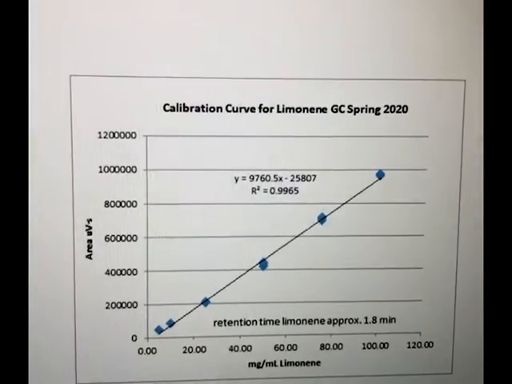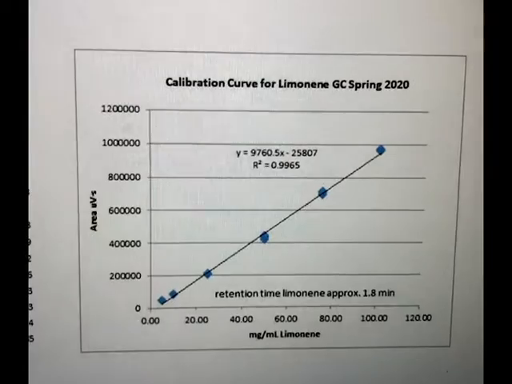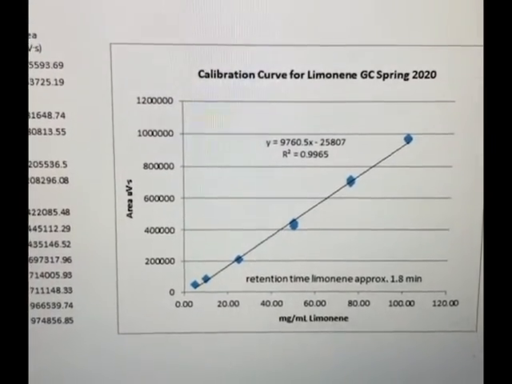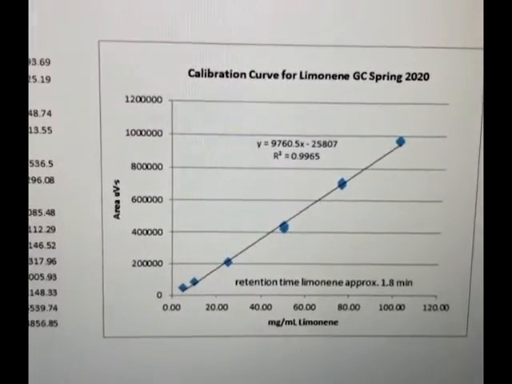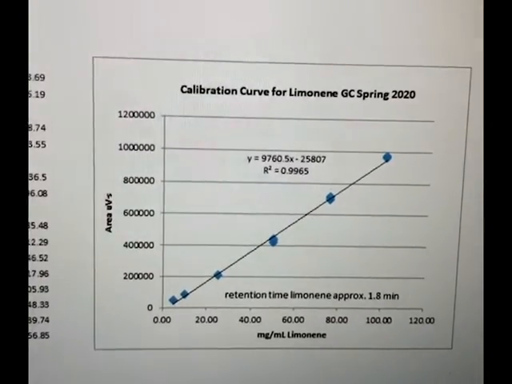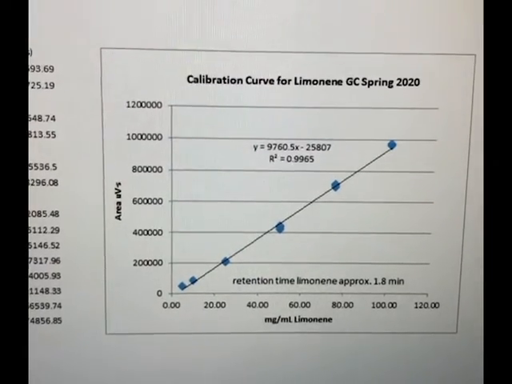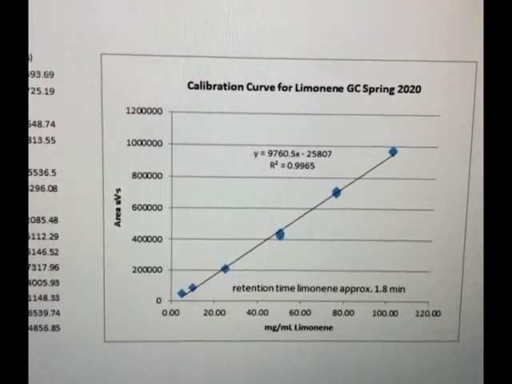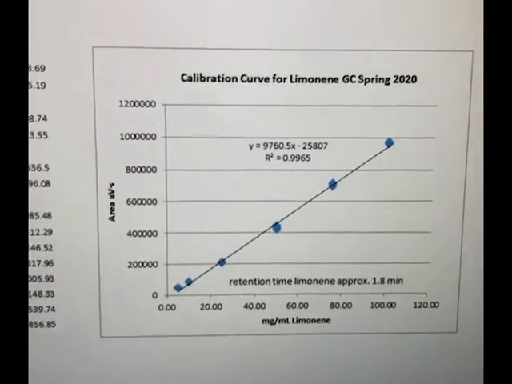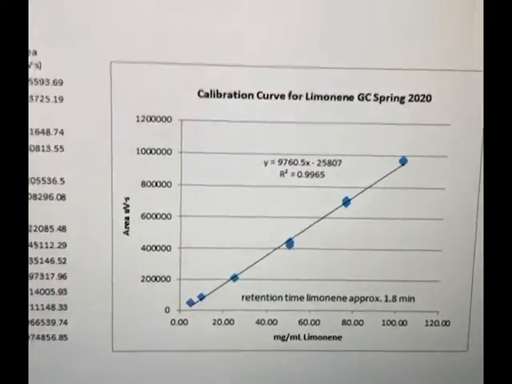All right, so now that we've collected all of our data from the gas chromatography experiments, I would like to clarify a few things for you and walk you through a sample calculation so that you can figure out what you need to do for your post-lab calculations. So first of all, here is the calibration curve that you'll be using. You'll be using this calibration curve to solve for x, which will be your concentration in milligrams per milliliter of limonene. And don't worry, this calibration curve will be uploaded to Blackboard in the folder for the limonene lab.